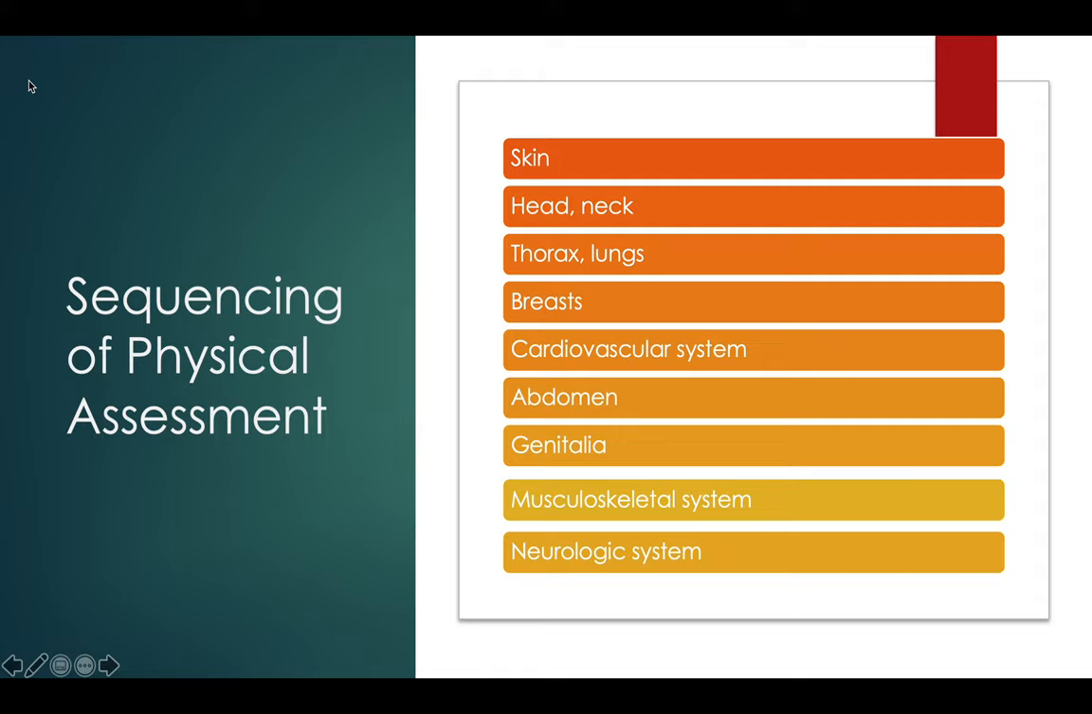Sequencing of a physical assessment. So we're going to check the skin, head and neck, the chest, the lungs, the breast, cardiovascular system. We're going to check all of our pulses, the abdomen, the genitalia, the musculoskeletal system, and the neurological system. Now, this has them all listed, and it depends on where you work.